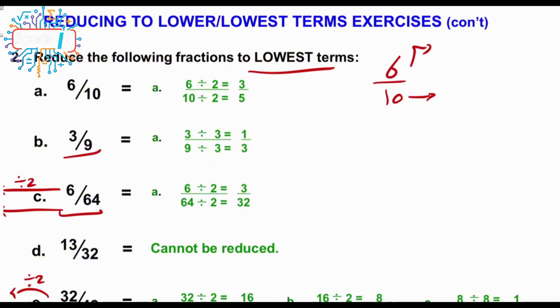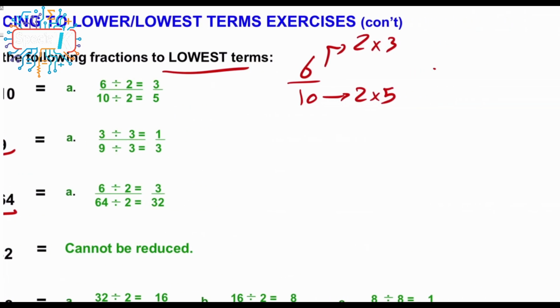6 contains 2 and 3. 10 contains 2 and 5. So what is the common number between these two? Exactly, that is 2. 2 divided out, 3 by 5. Bam, that's it. Can I do more? Obviously not. There's no number that you can divide both 3 and 5 by and get a smaller term. We will talk about it.